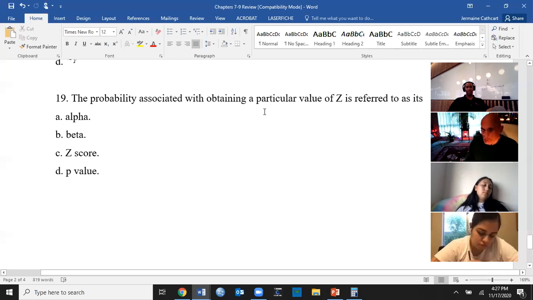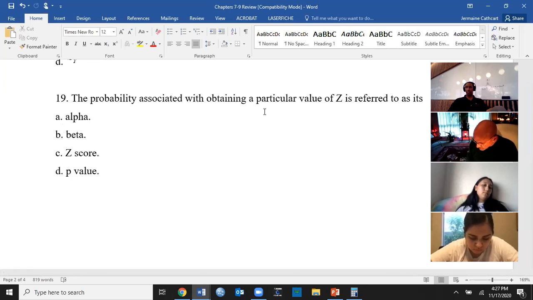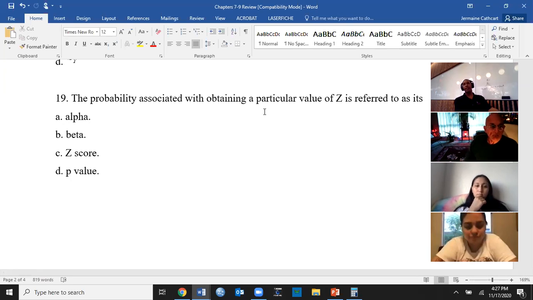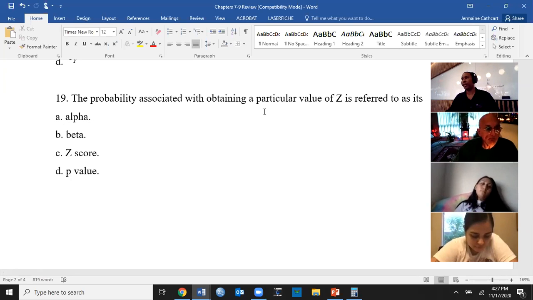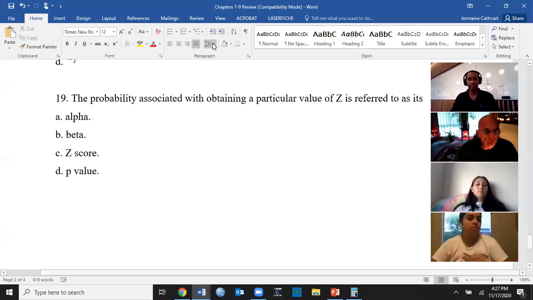All right, the last one. The probability associated with obtaining a particular value of Z is referred to as its what? The p-value, right? So the p-value is the probability value. Good. All right, cool. So we have got through this review.